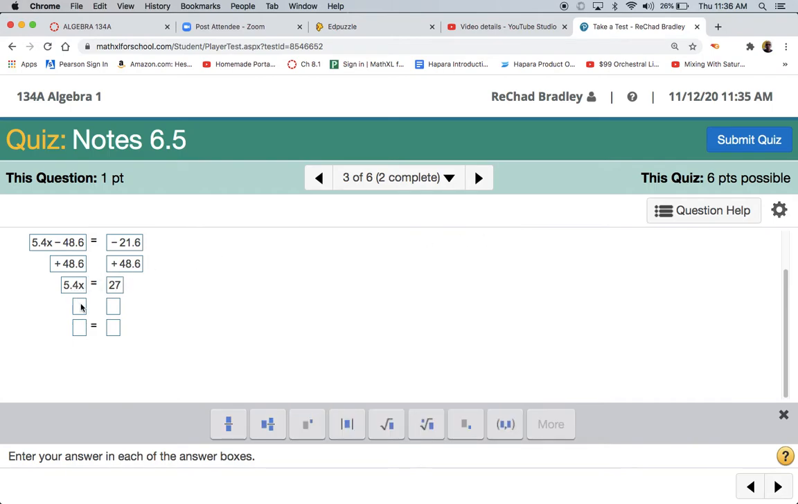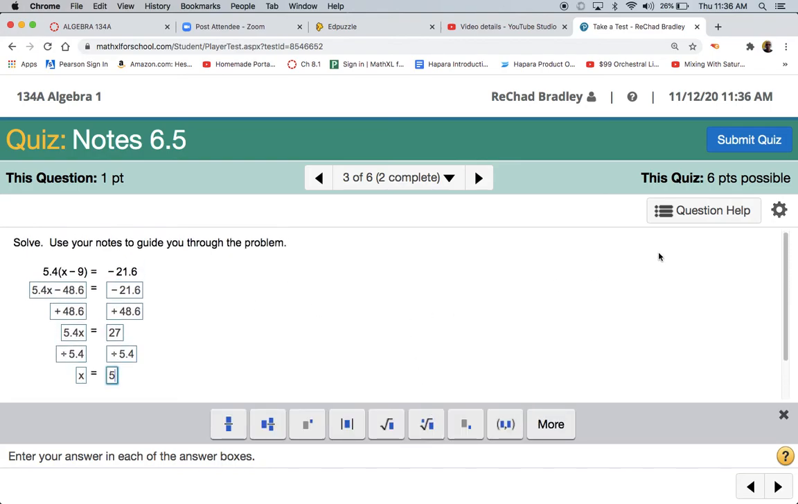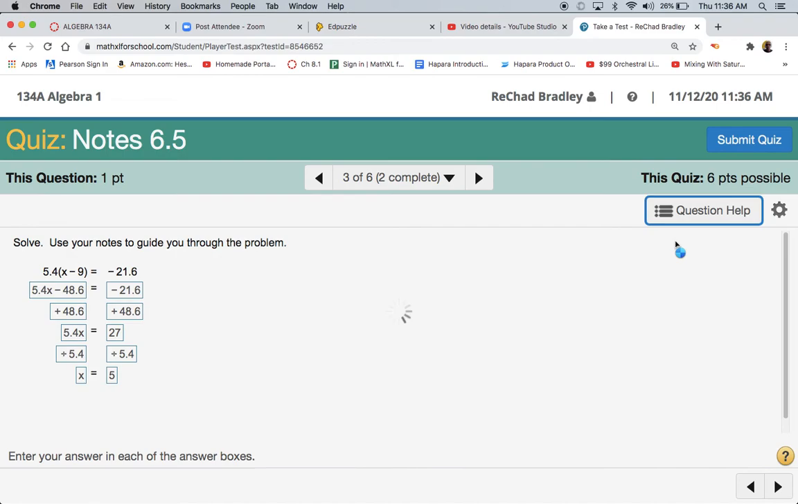Again, we gotta get rid of this 5.4, so we will divide by 5.4. Getting x over here, and I believe that answer is 5 because 5 times 5 is about 25. So I'm going to do that, and then I'm going to verify on the calculator just to show you that you can use common sense with these numbers.